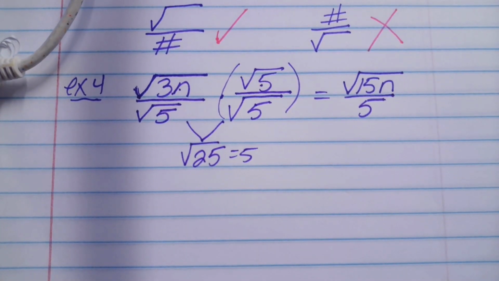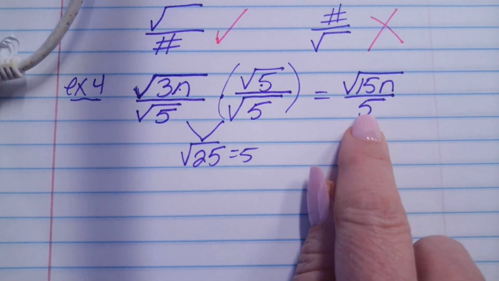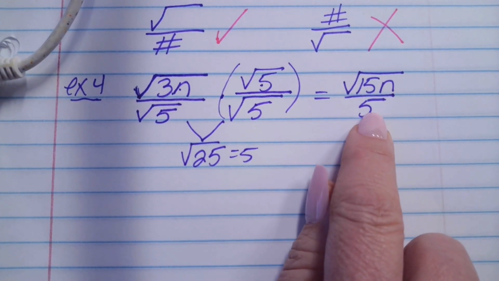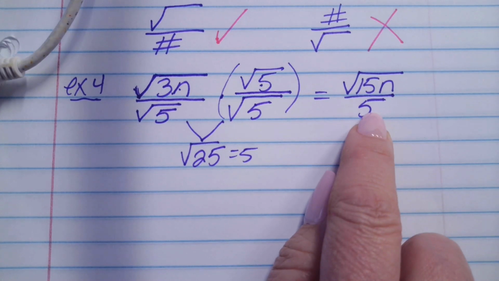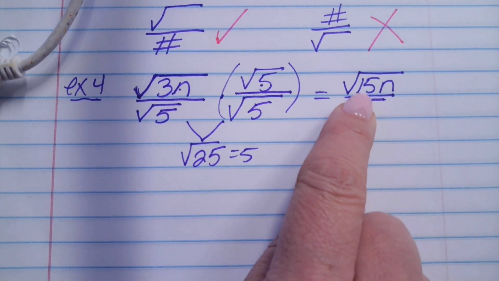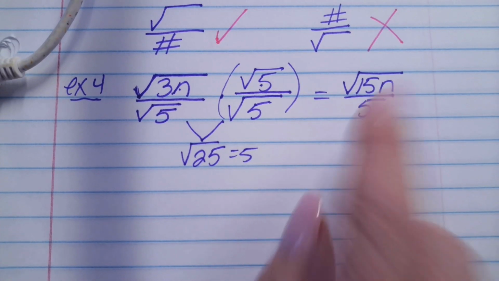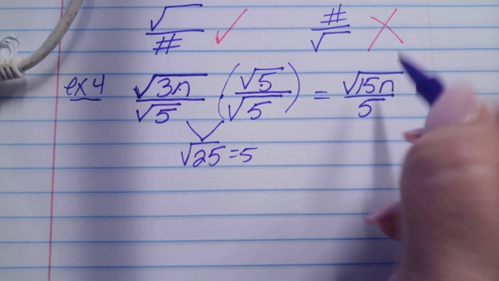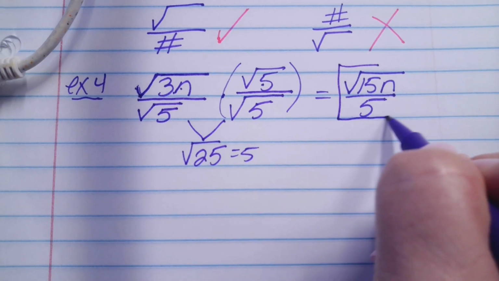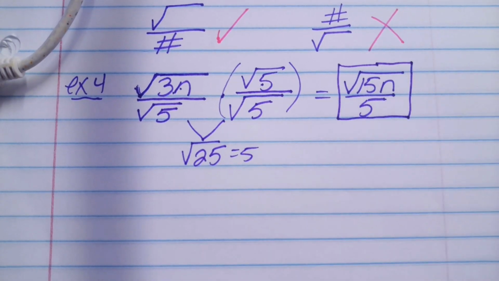I know that you might be thinking, well, could we reduce the fraction? Could we divide them both by 5 and get 3 up here and 1 down here? No. Why? This one's a radical. This one's a whole number. Okay? So we're going to leave it just like that. This is the simplified answer right here. Leave it just like that. Okay?